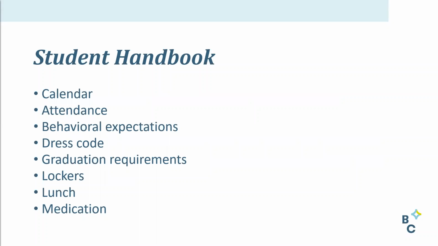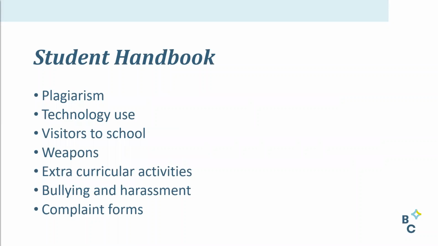When you talk about a student handbook, as I said, you might have the calendar, behavior expectations, dress code, graduation requirements, lockers, what happens in the lunchroom, medication. You may have policies or statements prohibiting plagiarism, technology use, visitors. You may include in your student handbook complaint forms. So if a student has a complaint about bullying or harassment, or a list of individuals who they would go to if they believe they've been sexually harassed, in their handbook they may look to see who the Title IX coordinator is.